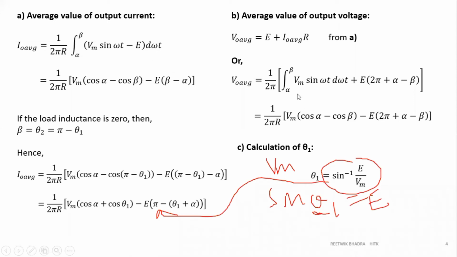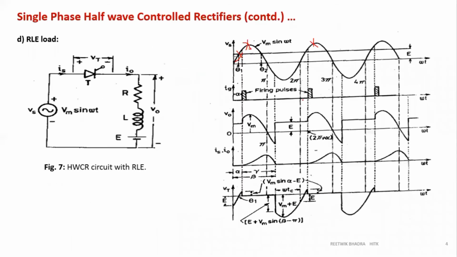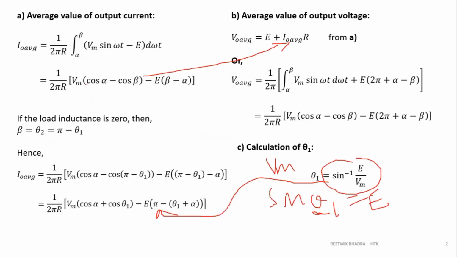Another way you can do the calculation, there are two methods. Like this one as stated, V0 average is equal to E plus I0 average into R, substituting this I0 average over here. Another thing you can do is from the equation, how is my V0 average coming? Previously, one thing I did not tell you. This starts from alpha and ends at beta, right? So that's why my current integration limits will be alpha to beta only, not alpha to 2 pi.